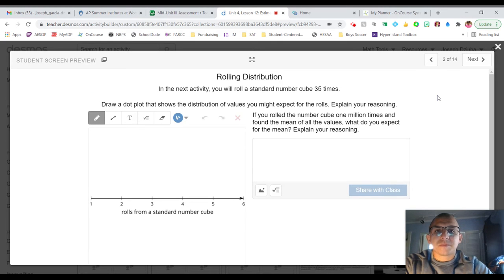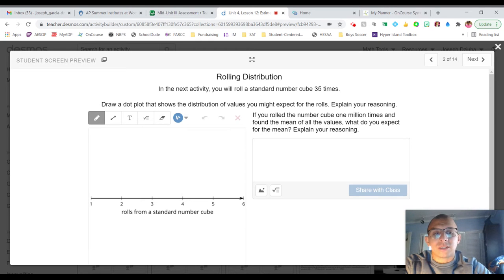Let's begin. In the next activity, you're going to roll a standard number cube 35 times. I would like for you right now, though, to draw a dot plot that shows the distribution of values you might expect for the rolls and explain your reasoning below. So you decide over 35 rolls what outcomes you anticipate happening from the standard number cube rolls. Think about it from a theoretical perspective regarding probability.